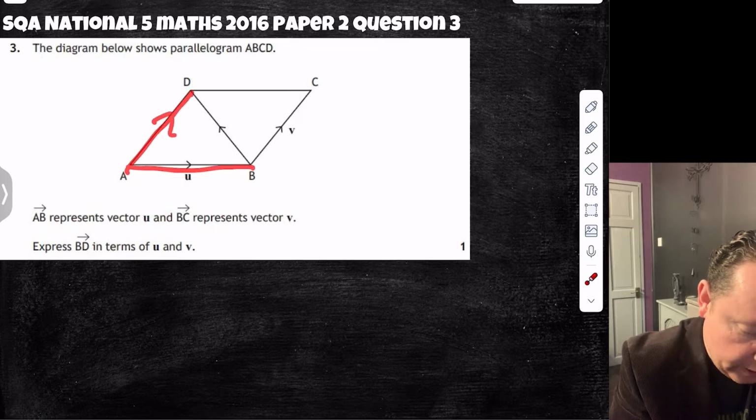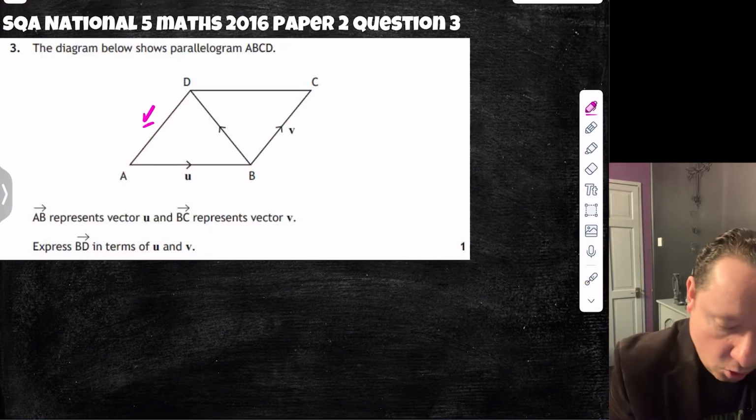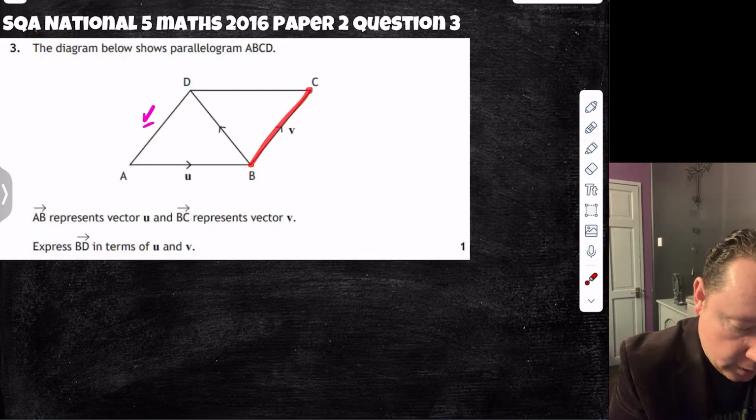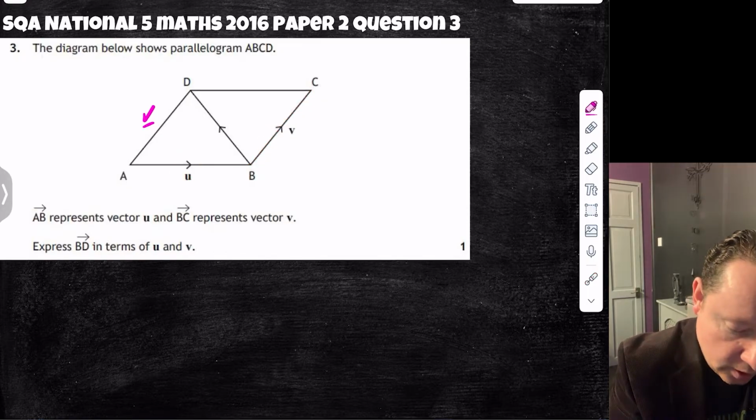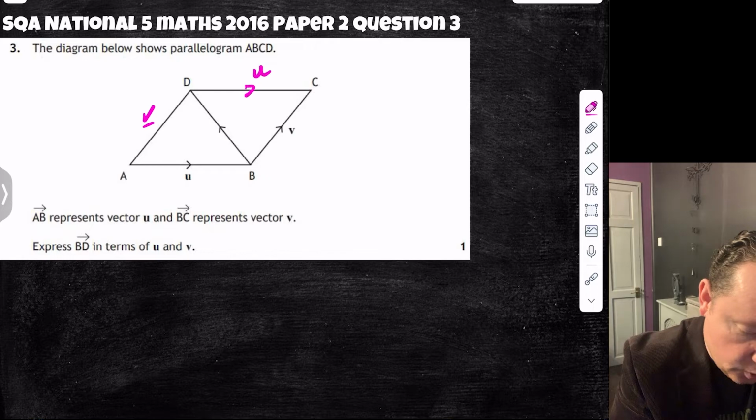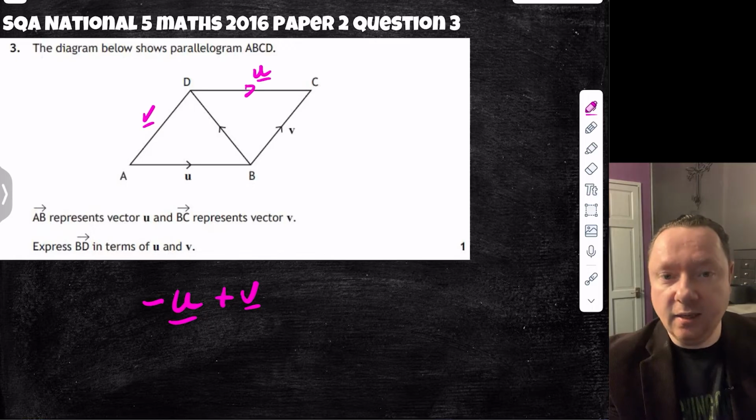So what would that one be? The same as that one, because it's the same size and direction. So I'll note that's V. Or you could go along here and along there. And that one would be the same as this one, but in the opposite direction. So that direction there would be U. So let me just go this way: minus U plus V. Done. Minus U plus V, or you could have written V minus U. Same idea. There you go.